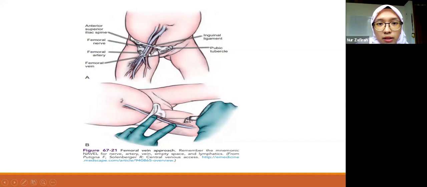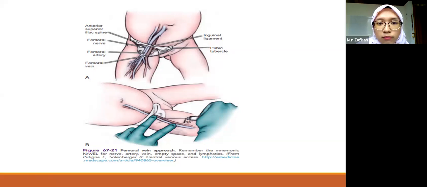So we palpate there, and the femoral vein is located medial to the femoral artery. You can see this is the femoral artery and this is the femoral vein. So medial to the femoral artery is the femoral vein. So we can insert the needle there.